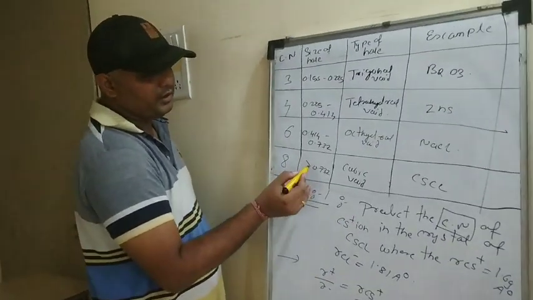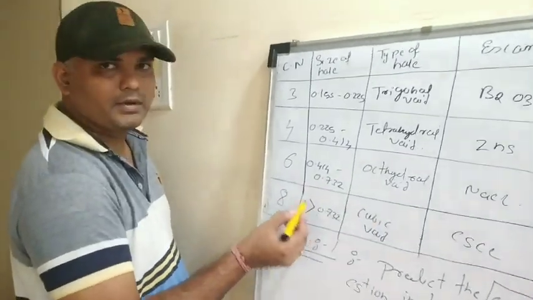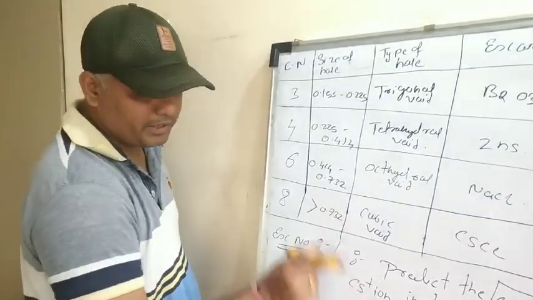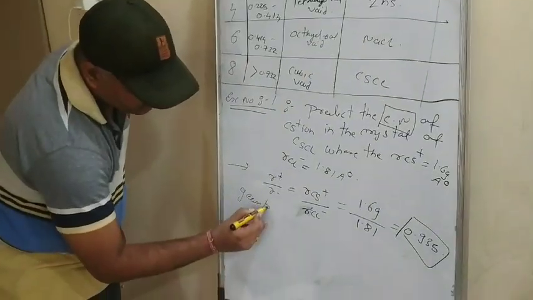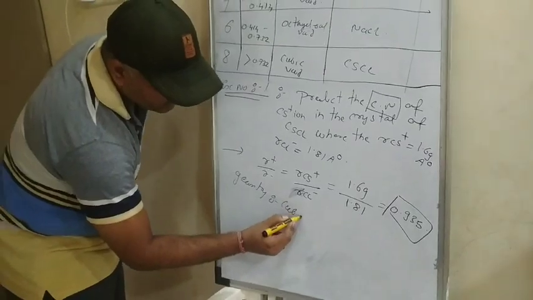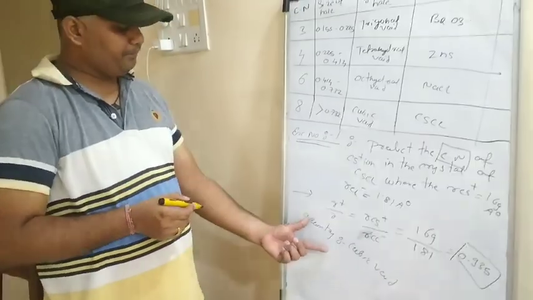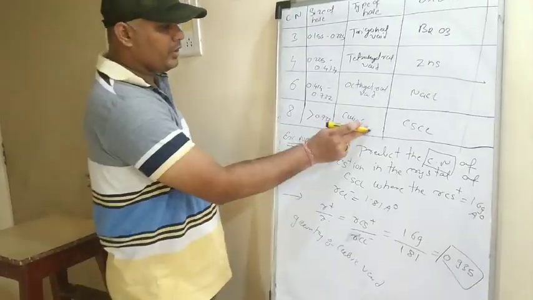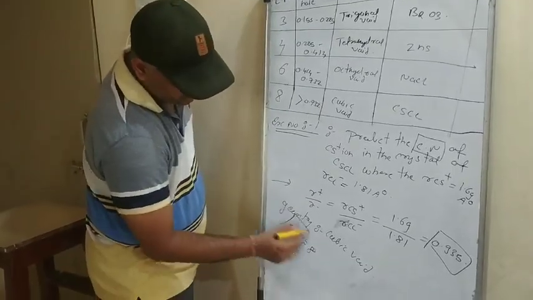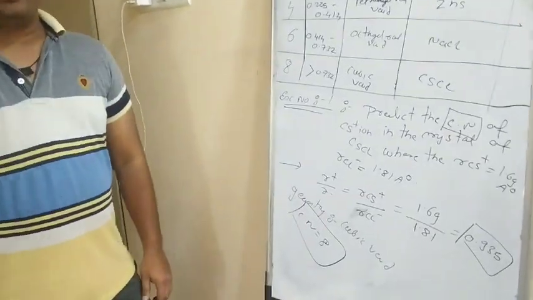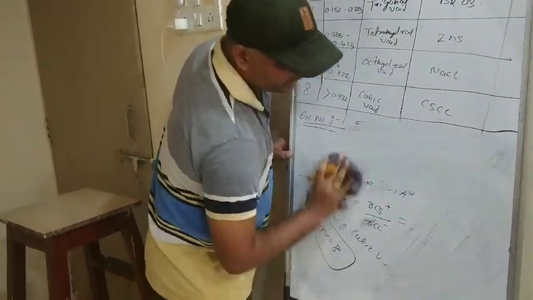0.935, see, it falls here in a cubic void. You can see when the cubic void is present, whenever the value is above 0.732, it will be said as the cubic void. So the geometry is cubic void, right? And what will be the coordination number? We all know the coordination number for the cubic void is 8. I hope that you have understood this example. Okay, now let's take one more example and then you will understand it more clearly.